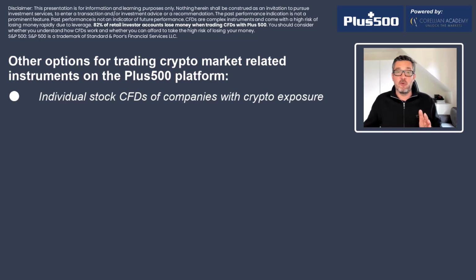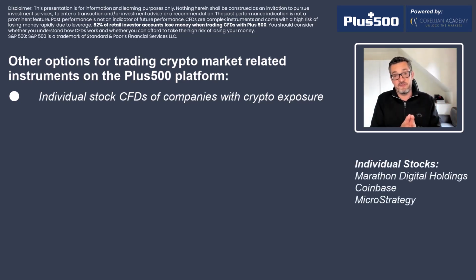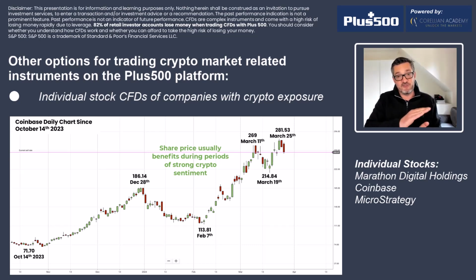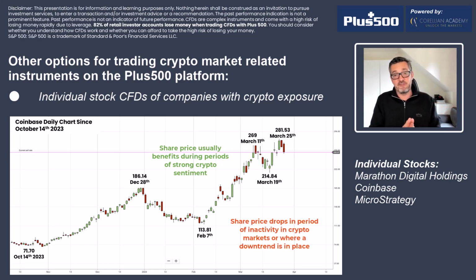Now, the final option I will mention is trading the CFDs of the individual companies with crypto exposure. I have listed some of the options here. I discussed the Bitcoin miner Marathon Digital Holdings earlier. Coinbase is a cryptocurrency exchange. You can see from the Coinbase price chart since October the 14th, 2023, its share price usually benefits during periods where sentiment towards cryptocurrencies is high as volumes increase, and its price drops during periods of inactivity or where cryptocurrencies are in a downtrend.